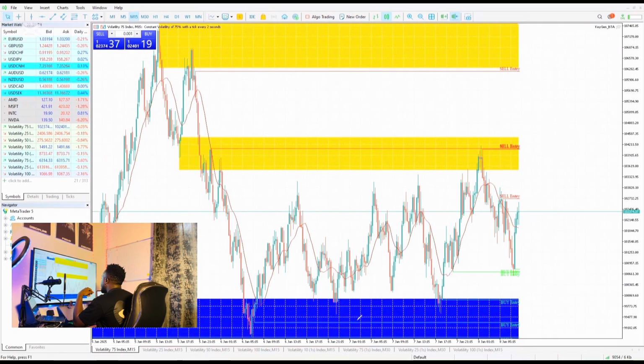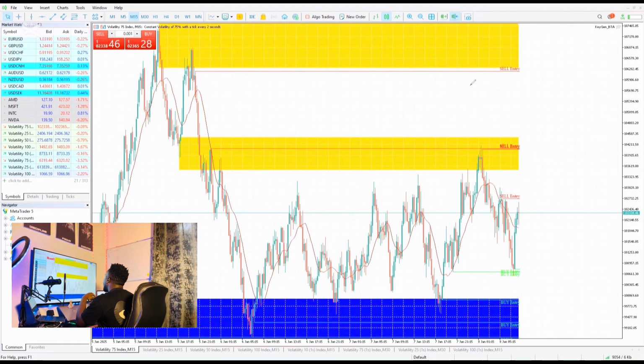And of course, I have already told you guys that if you are at support, you're expecting buy opportunities, and if you're at resistance, you're expecting sell opportunities. Now the indicator goes on further to give you entry points at particular price levels like this one.